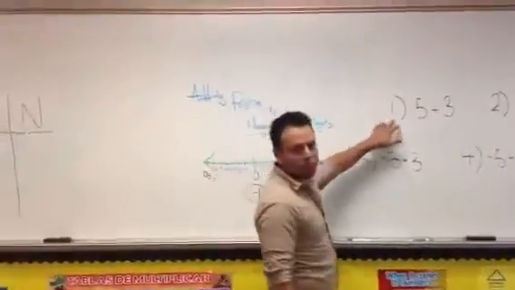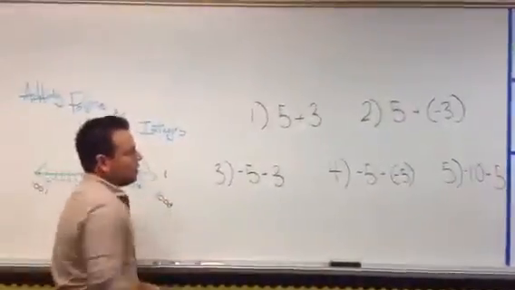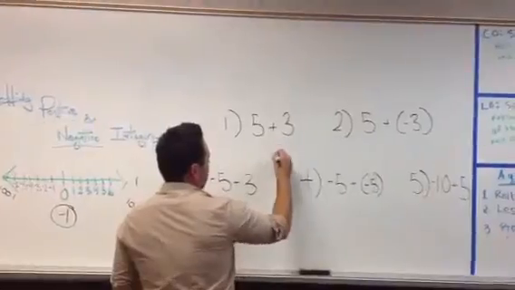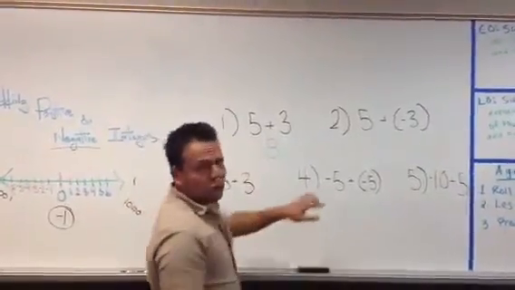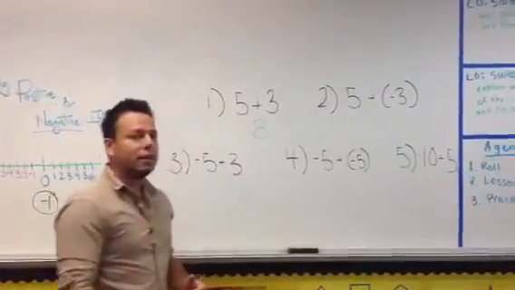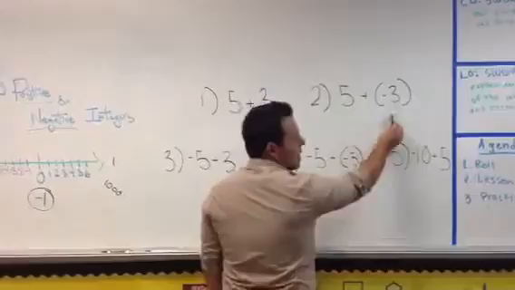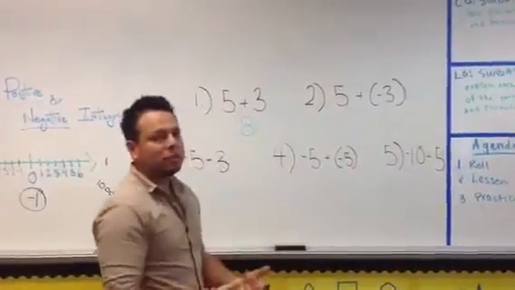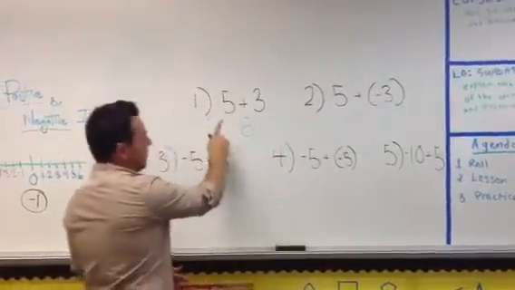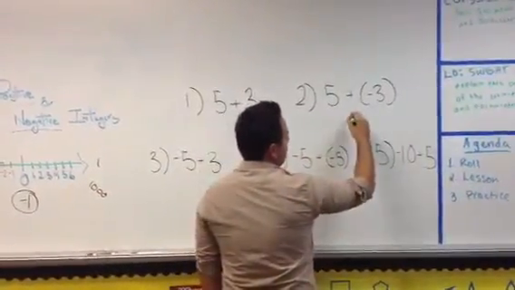Let's take a look at problem number 1, 5 plus 3. Normally, you just add, correct? 5 plus 3, and you're going to get 8. When you throw negative numbers in there, you actually change things around. You no longer add, but you subtract. Looking at this, you have 5 and a -3. So you're actually going to subtract the numbers. So instead of getting 8 like you would normally in problem 1, you're actually going to get 2.